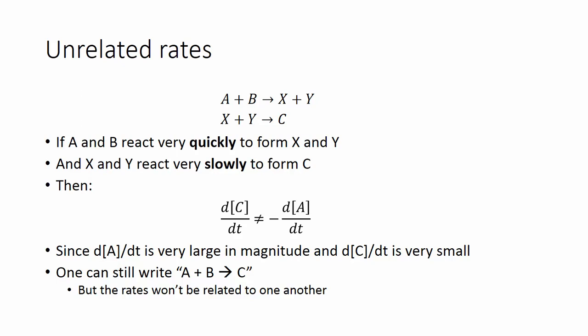All this aside, we can still write as our chemical equation A plus B yields C, but just know that this does not represent the rates. The rates won't be related to one another in the way that we showed from the very beginning there.